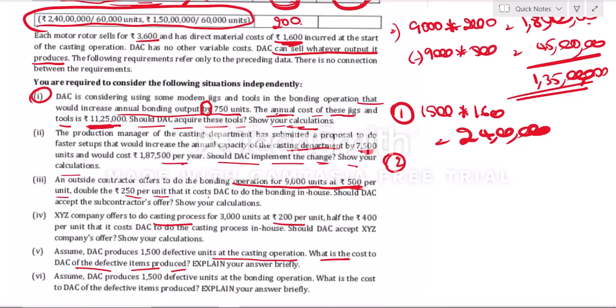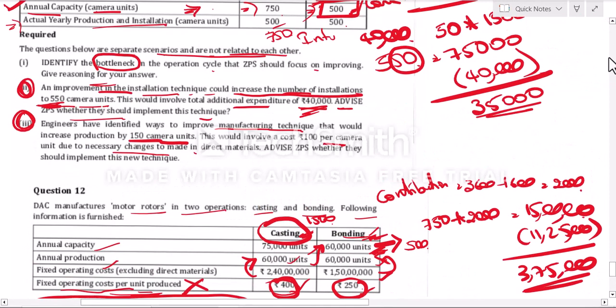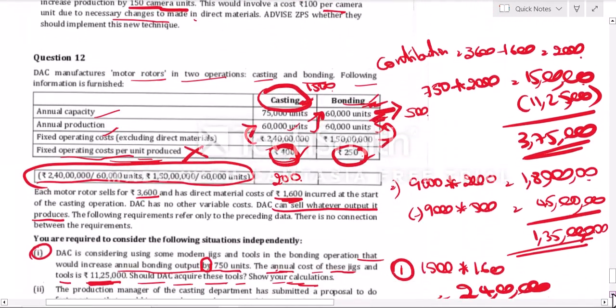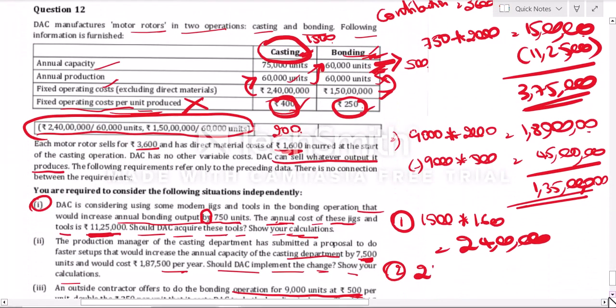Assume DAC produces 1500 defective units at bonding operation. What is the cost to DAC of defective items produced? Explain your answer. See, if it incurs defective goods at bonding operation, first, same as above, material cost will be wasted. Next, contribution will also be lost because here we do not have extra capacity to produce those 1500 units to replace the 1500 defective products, so it will lose the contribution of 1500 goods.